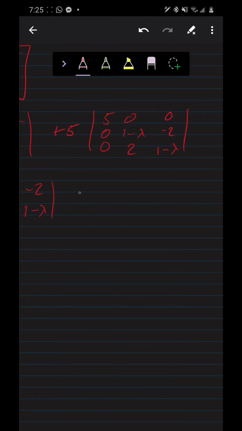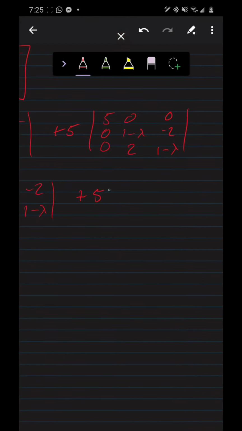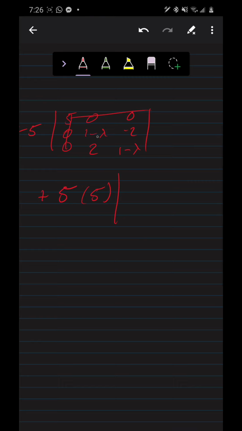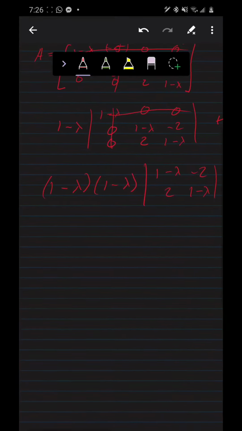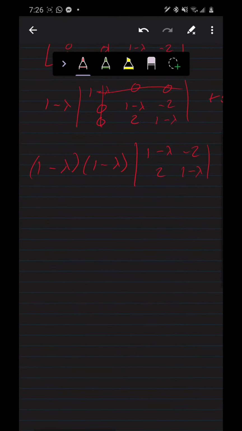And then for here, we're going to do the same thing. I'm so sorry. It's going to be 5. And then we're going to be multiplying it by 5 here, and then we're going to find the matrix, which is 1 minus the eigenvalue, minus -2, 2, and then 1 minus the eigenvalue.